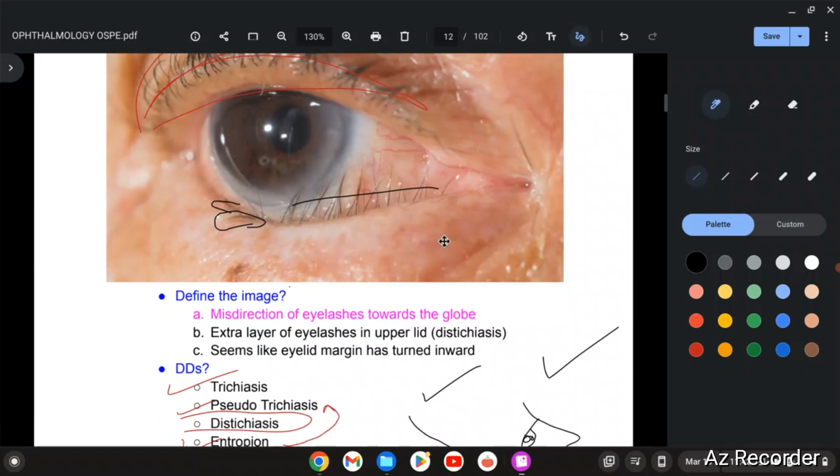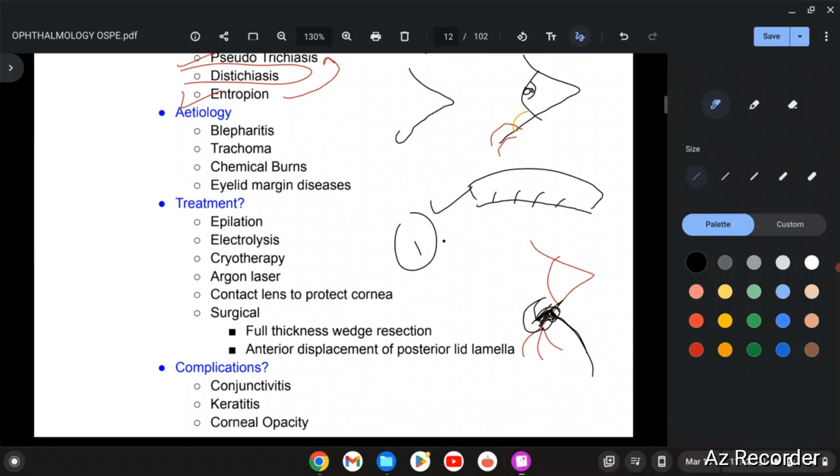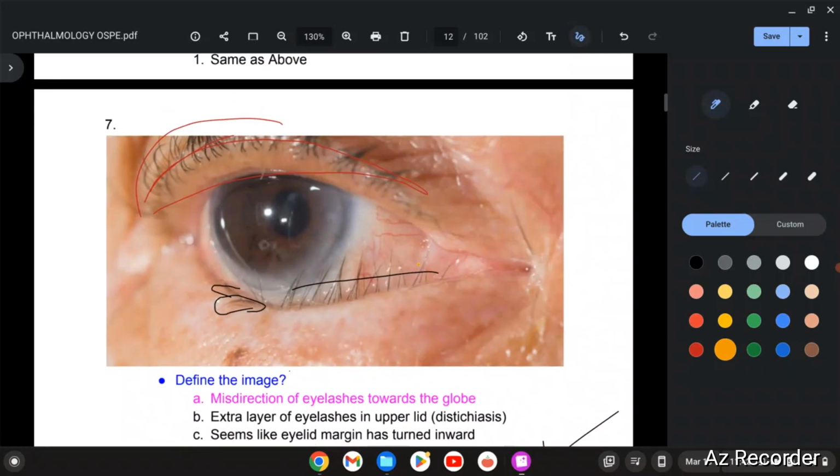So we will try every method to remove them. Treatment is actually simply removal of these, because you cannot do anything if that fibrosis has already occurred. So just try to remove all of these misdirected eyelashes. You can simply go with epilation, eyelash epilation actually. You can destroy these eyelashes by electrolysis, cryotherapy, argon laser, or you can ask the patient to wear contact lenses until the removal of these eyelashes.